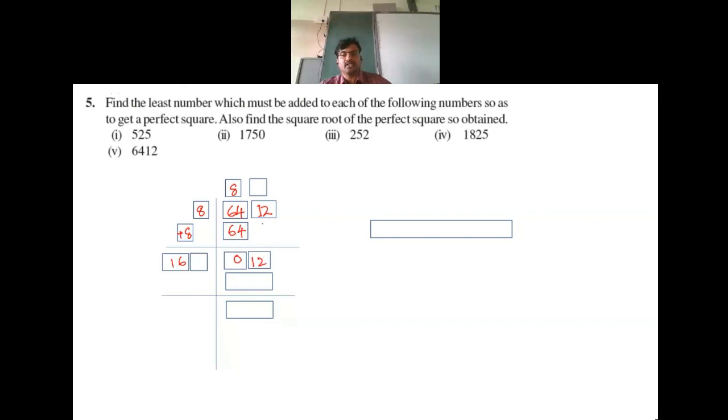In such cases, what do we have to do? We have to place 0. Therefore, the remainder becomes 12. Here, 80 is the number; 80 times 80 is 6400. Very near, but not the next one, isn't it? We have to consider 6412 minus 12, sir.